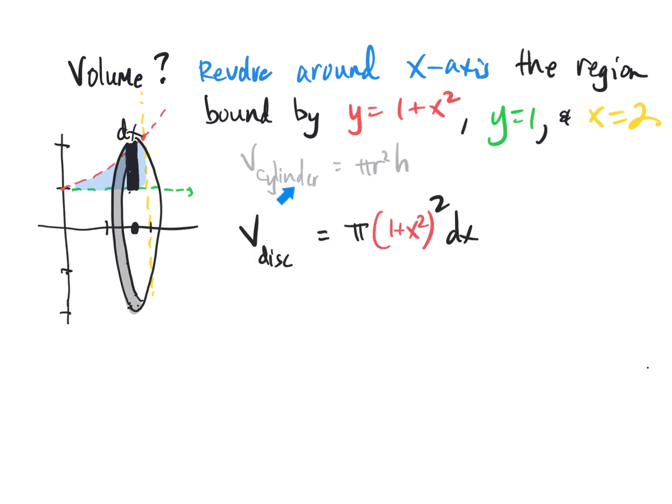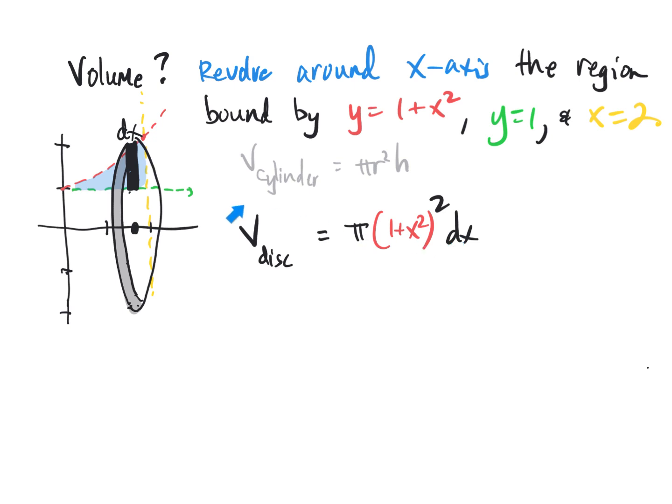So for the entire cylinder, or the entire disk, the same thing, it would be pi times radius squared times the height. Again, the height of this disk is dx. The radius is the distance from the x-axis to the red curve, which is this y value. So pi times the radius squared dx.